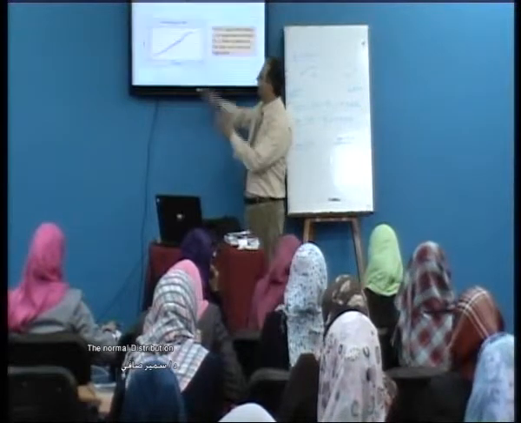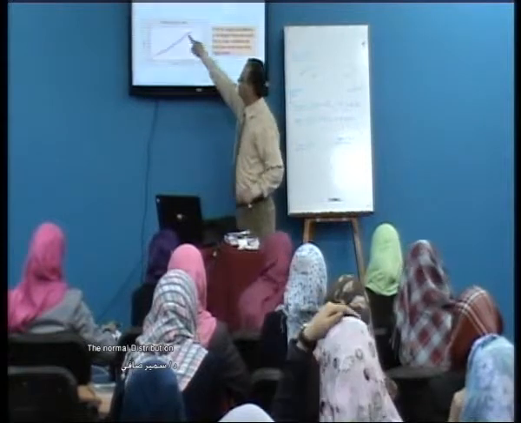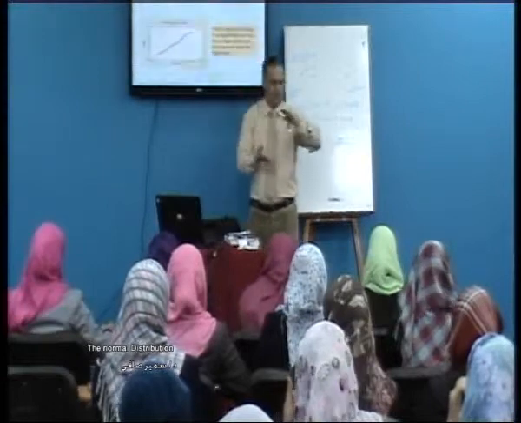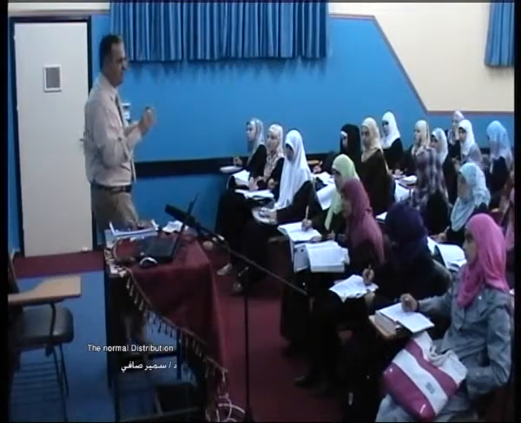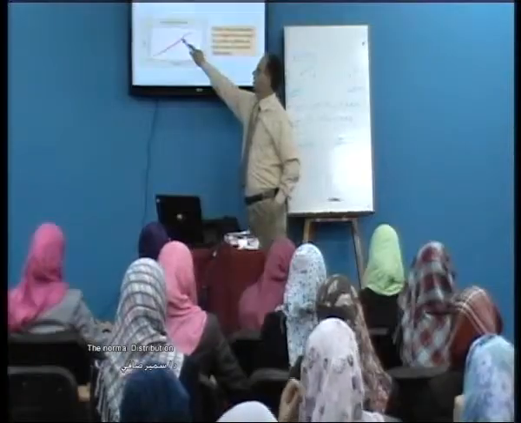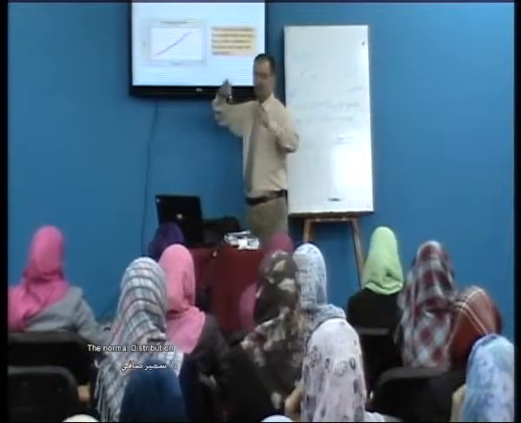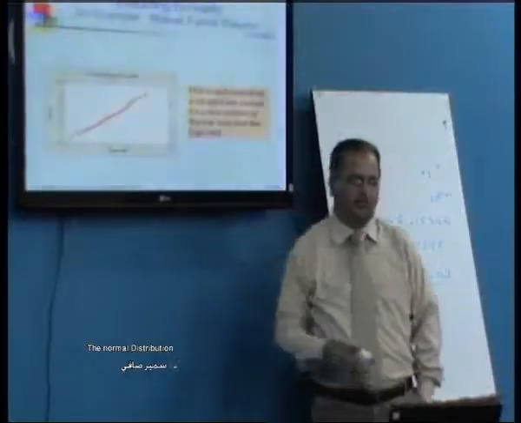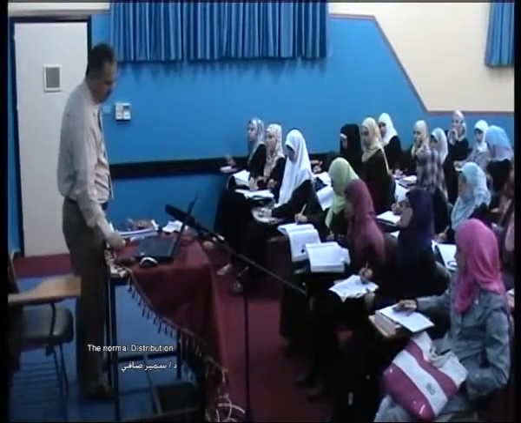But at least if we have this graph and the points are close to the straight line, I mean the points either lie on the straight line or close to it, in this case the data is normally distributed. Otherwise, if the data points are scattered away from the straight line, then the distribution is not normal, either skewed to the right or skewed to the left.